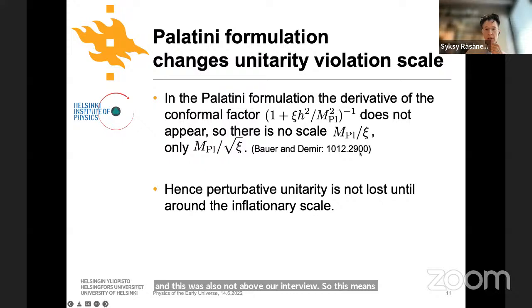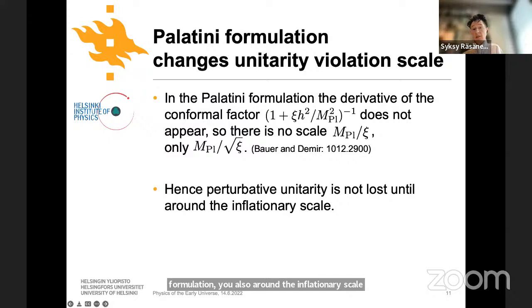Now, it was noted in the previous talk that if you take into account that this cutoff depends on the background field, then in the metric formulation, around the inflationary scale, the cutoff is also this.